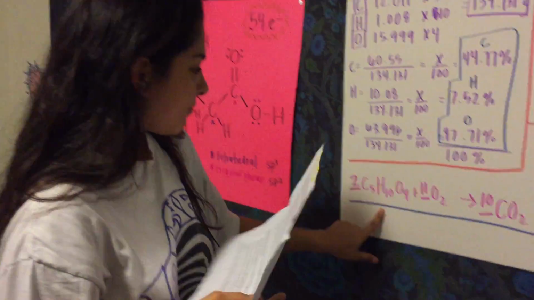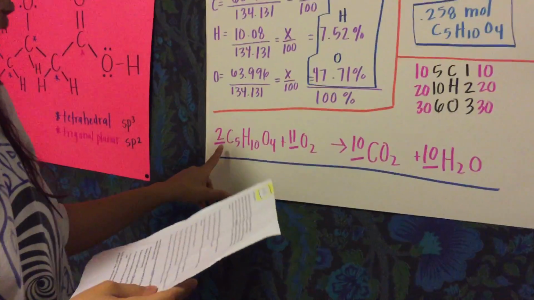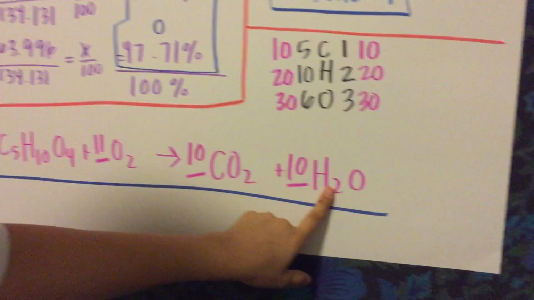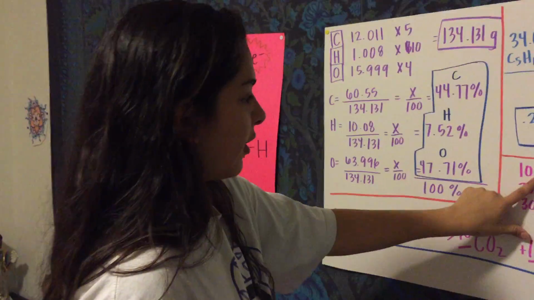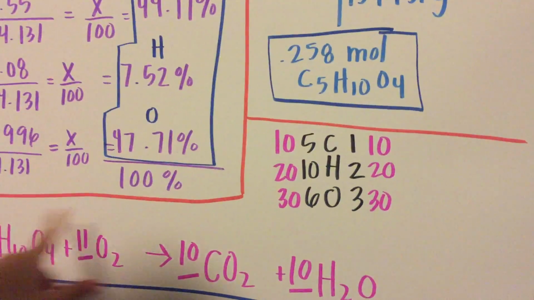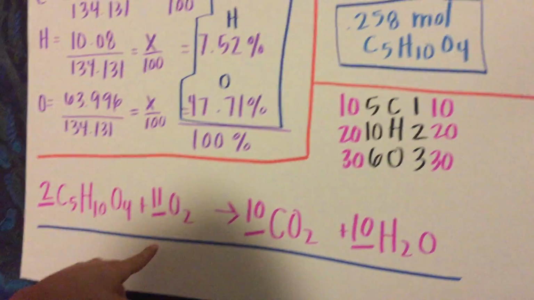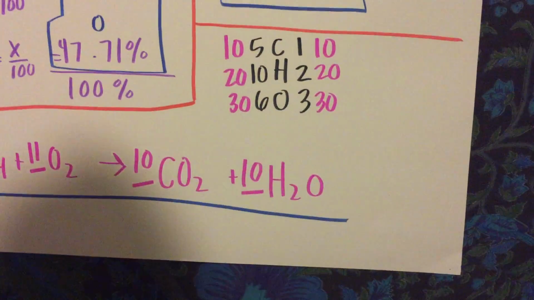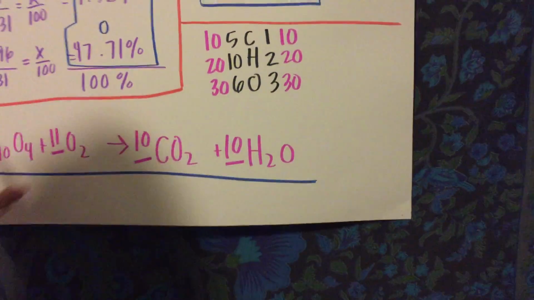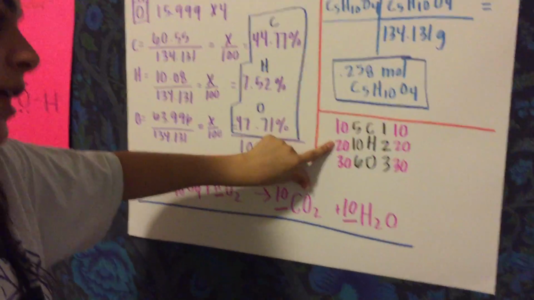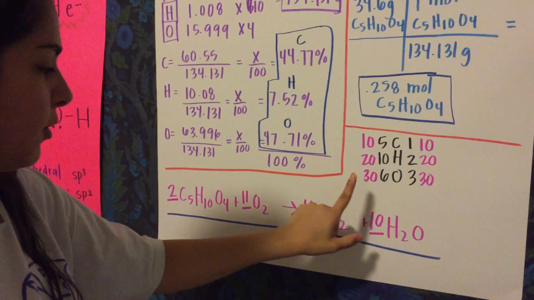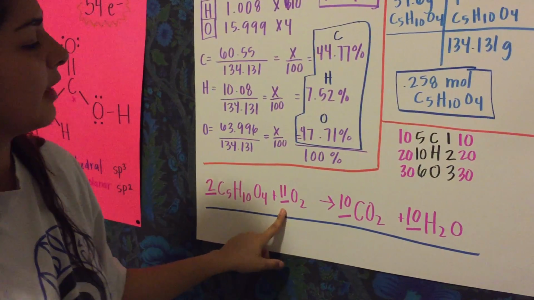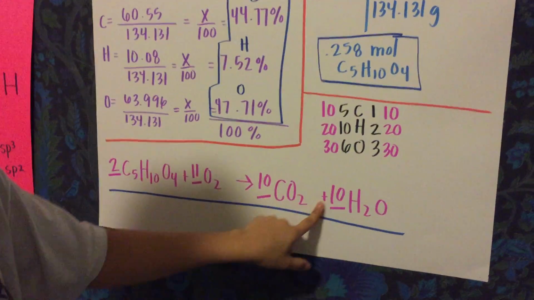And then down here, I balanced our equation when it reacted with oxygen. So I have C5H10O4 plus O2 yields carbon dioxide and H2O. And when I first started, there were 5 carbons on the reactant side, 10 hydrogens, and 6 oxygens. And on the product side, there was only 1 carbon, 2 hydrogens, and 3 oxygens. After I balanced the equation, there are now 10 carbons on both sides, 20 hydrogens on both sides, and 30 oxygens on both sides. So we got 2 C5H10O4 plus 11 O2 yields 10 CO2 plus 10 H2O.